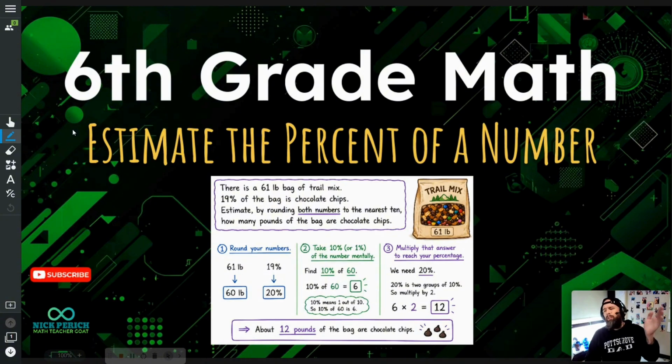But what if I want you to estimate something? What if you're out and about and you find a human-sized bag of trail mix, and it tells you that it's 19% chocolate chips, and you're like, I wonder how many pounds of chocolate chips are in there, but I don't want to do 19% and make a ratio table. I want to do some mental math. Well, friends, that's what we're going to do today.